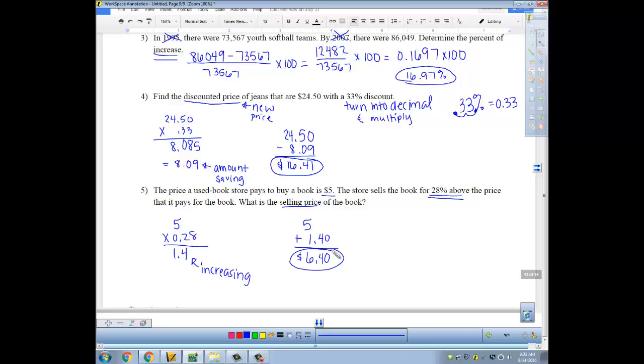Okay, so for the first three, figure out how much did it change, divide by the original amount, multiply by 100. The last two, we are given the percents. So when you're given the percents, turn it into a decimal, multiply by the original amount, and then figure out, do I need to subtract that number or do I need to add that number?